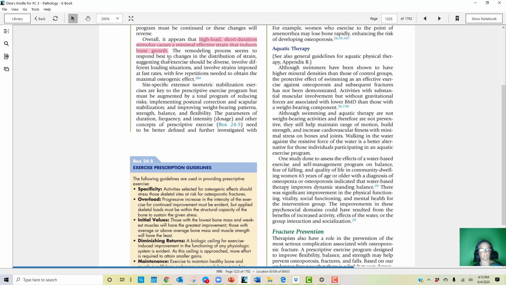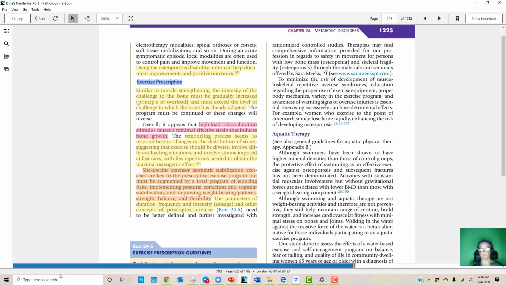Site-specific extensor isometric stabilization exercises are key to the prescriptive exercise program but must be augmented by a total program of reducing risks, implementing postural correction and scapular stabilization, and improving weight-bearing patterns, strength, balance, and flexibility. The parameters of duration, frequency, intensity, dosage, and other concepts of prescriptive exercise, Box 24.5, need to be better defined and further investigated with randomized control studies.